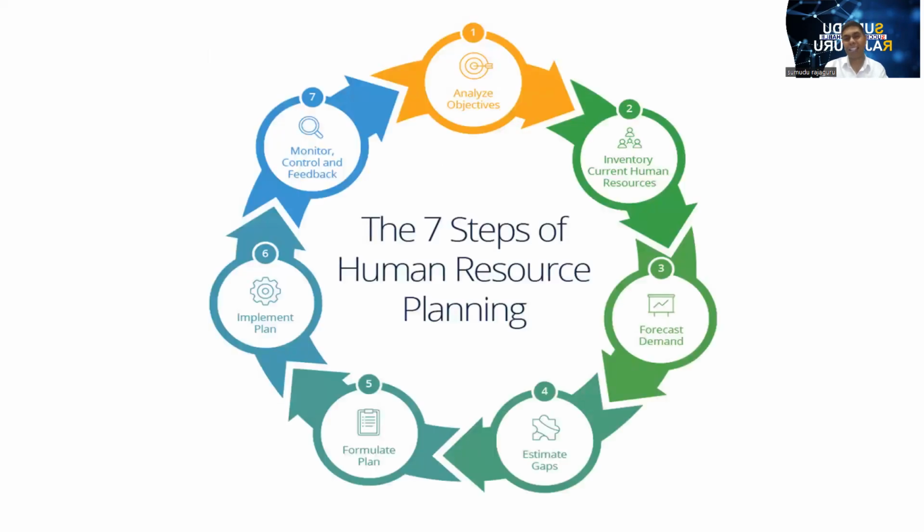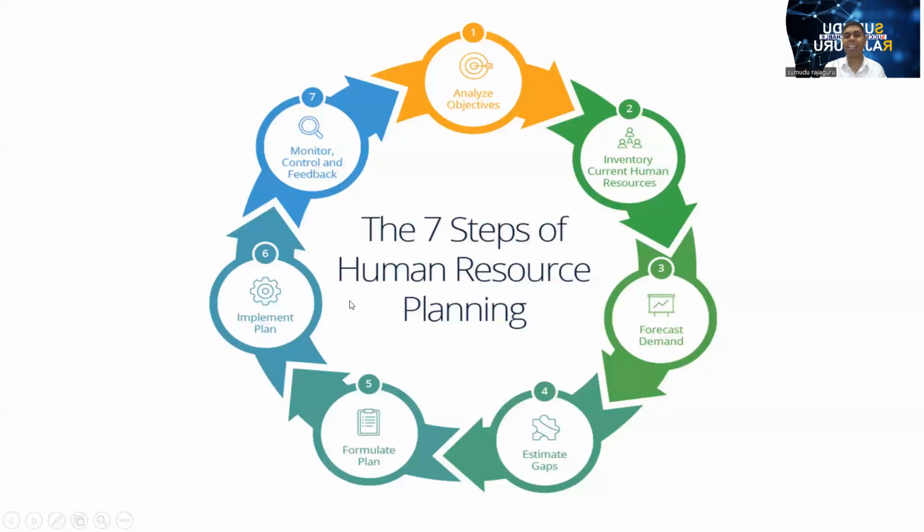Then basically, we can discuss HR planning through 7 steps: analyze the objectives of the organization, inventory the current human resource, then review the current human resource availability, forecast the demand, then estimate the gap. What is the current availability? What is the forecast? Then based on the actual and the plan, we can identify the gaps. Then we have to formulate the proper plan. Whatever plan we formulate, we have to implement, then monitor, control, and feedback.